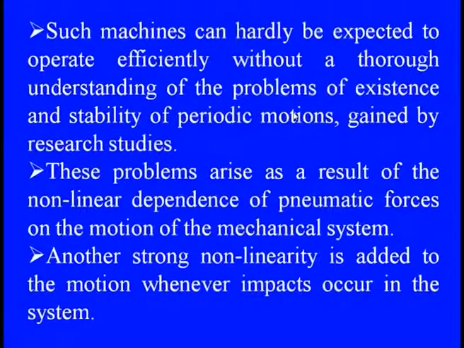These problems arise as a result of nonlinearity, which depends on the pneumatic forces of the motion in the mechanical systems. Strong nonlinearity is added to the motion whenever it impacts with transient features. So we know that self-excited vibrations can not only cause oscillation or exciting features, but can also directly affect the system's stability.